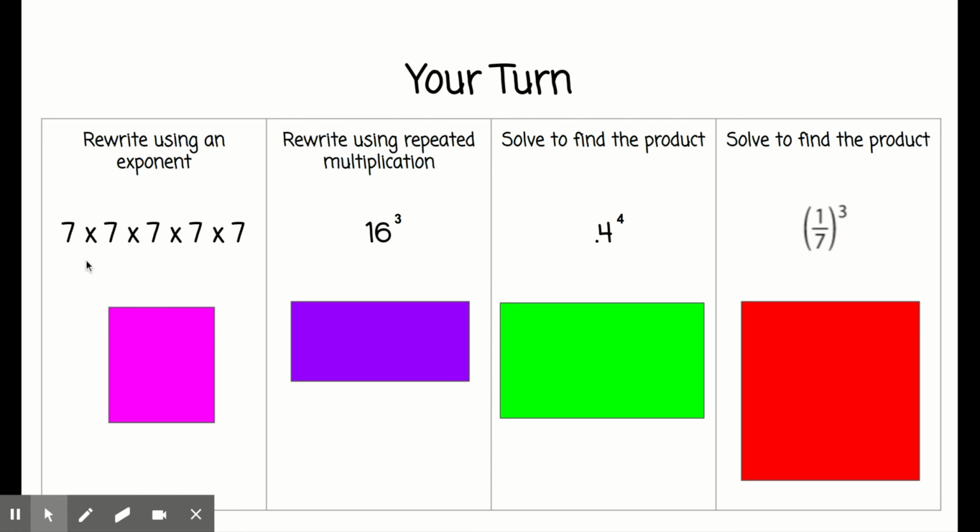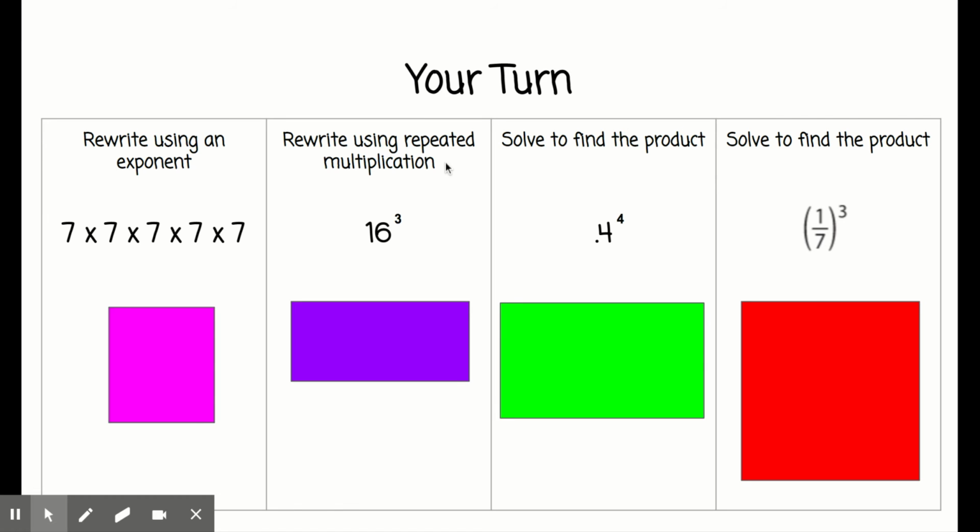I want to explain exactly what I need in these problems. So this problem right here, 7 times 7 times 7 times 7 times 7, I just want you to write it as a base number and an exponent. I'm not asking you to give me the value of this problem. 16 to the third power, I simply want you to write it as a repeated multiplication expression.